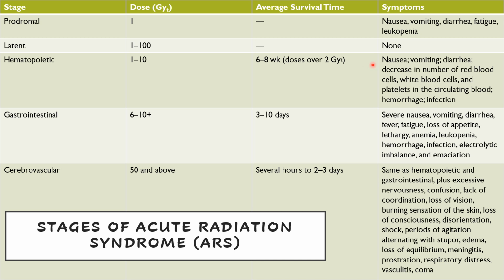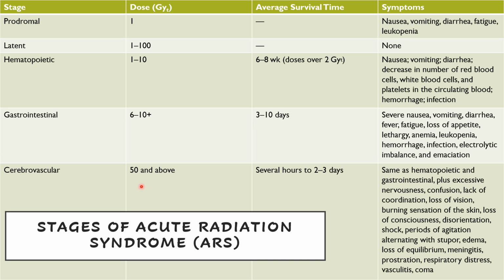The symptoms for hematopoietic are nausea, vomiting, diarrhea, decrease in number of red blood cells, white blood cells, and platelets in the circulating blood, hemorrhage, and infection. Gastrointestinal stage, 6 to 10 or more gray tissue. Average survival time is 3 to 10 days. Symptoms for GI are severe nausea, vomiting, diarrhea, fever, fatigue, loss of appetite, lethargy, anemia, leukopenia, hemorrhage, infection, electrolytic imbalance, and emaciation.